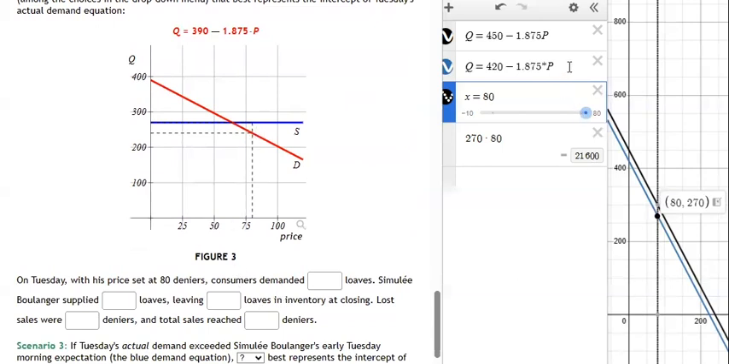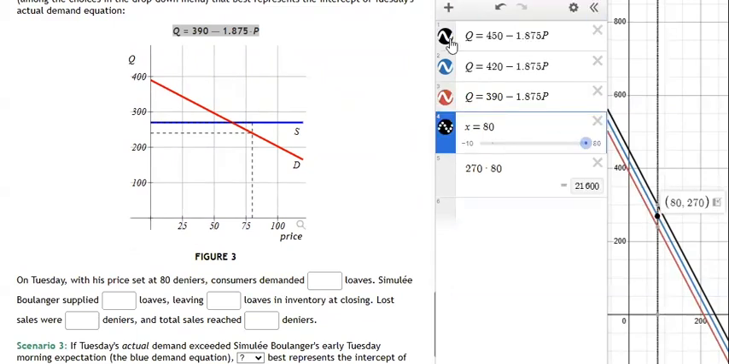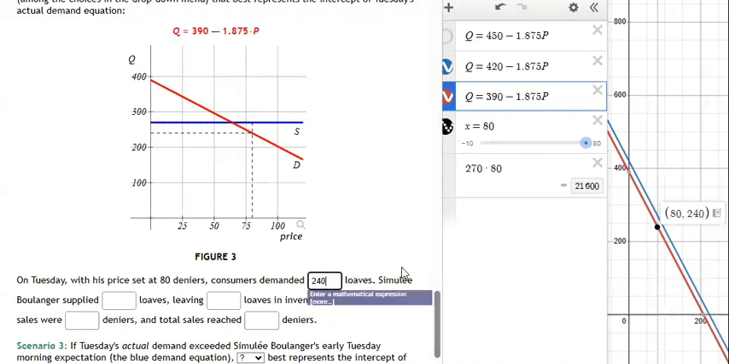Now I got to come up here and I got to create a new red demand equation for scenario 2. Copy it, and paste it right here. I'm going to change it to red. I'm going to turn off the Monday one. He expected bread demand to be the blue line, but he ended up getting the red demand curve. And at 80, he only sells 240. Quantity demanded ended up being just 240 loaves.